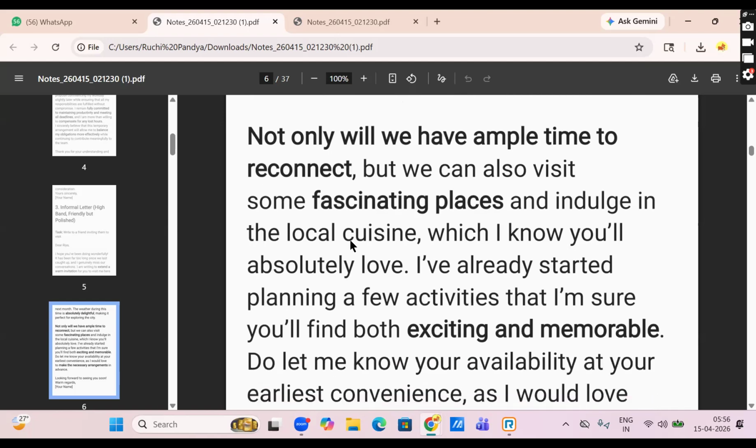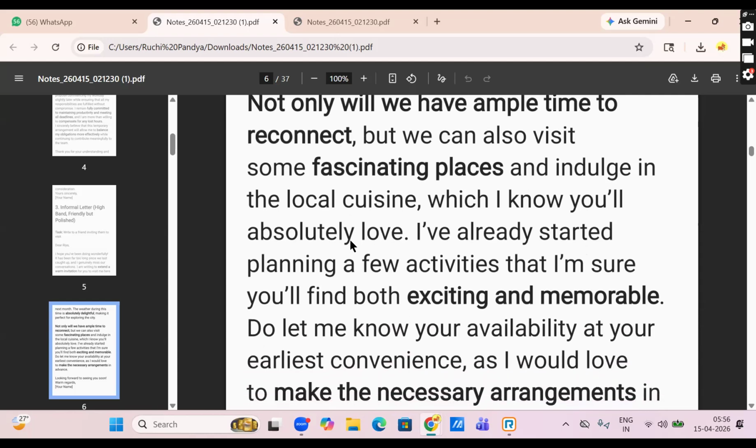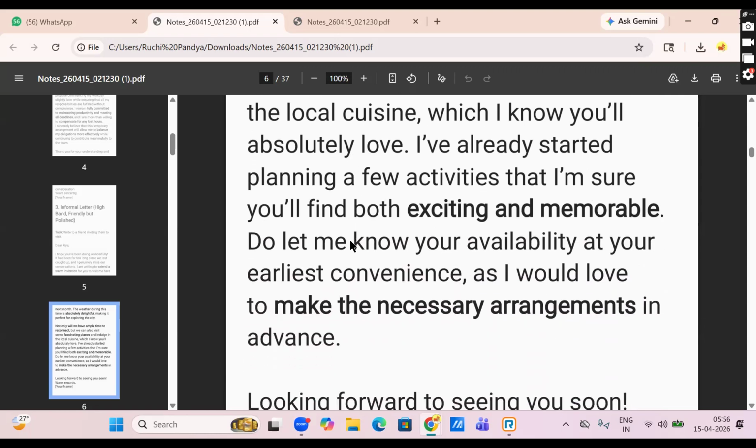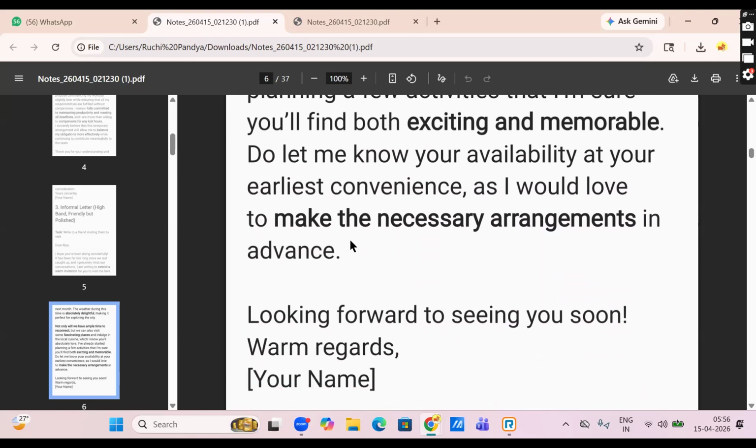ठीक है, good, nice. Let's continue reading. चलो. Not only will we have ample time to reconnect, but we can also visit some fascinating places and indulge in the local cuisine, which I know you will absolutely love. I have already started planning a few activities that I am sure you will find both exciting and memorable. Do let me know your availability at your earliest convenience. Availability, at your earliest convenience.